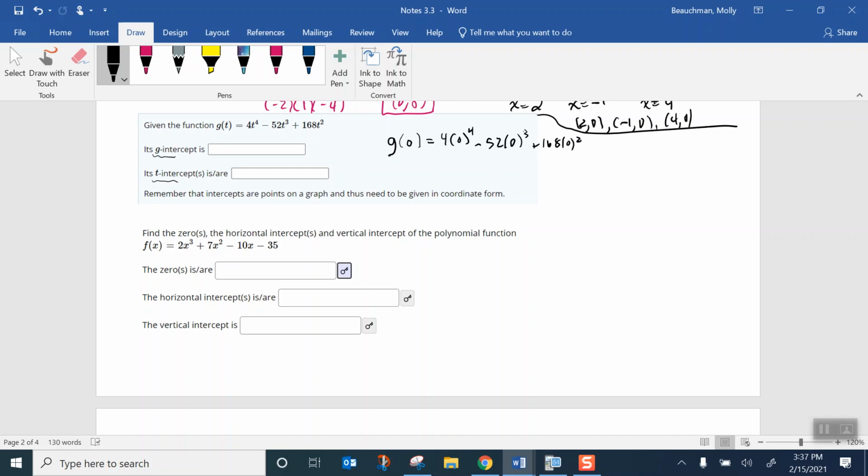I'm going to end up with 0. So the y-intercept is the coordinate (0, 0). Then to find the t-intercepts, take the function itself, 4t to the fourth minus 52t to the third plus 168t squared, and set the function equal to 0.